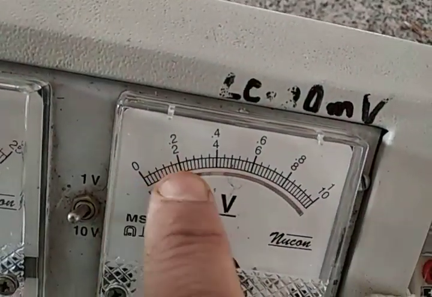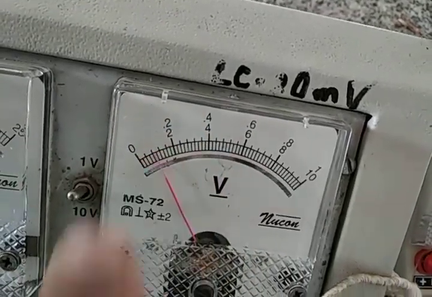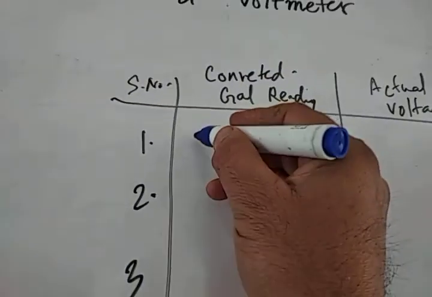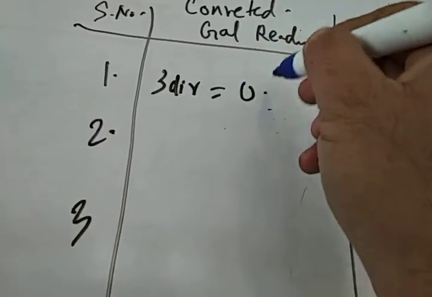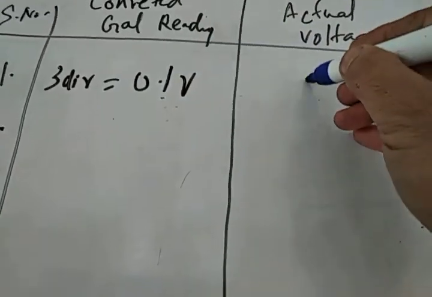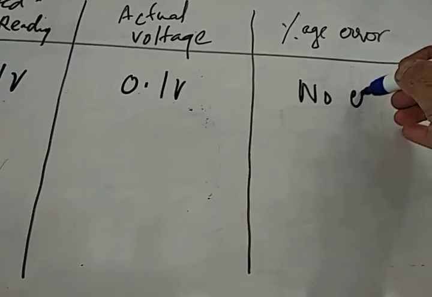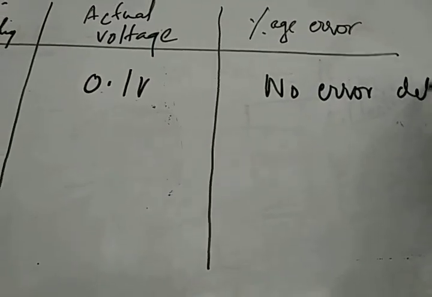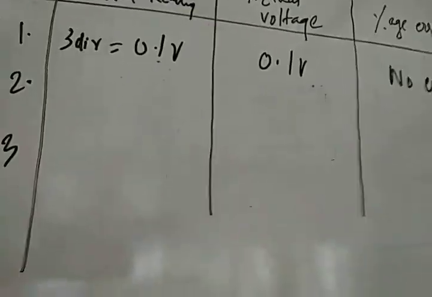In this case, this is at the center, this is 0, and this is 0.2 volts, so this is 0.1 volts. So what is this showing? 3 division deflection, and that 3 divisions corresponds to 0.1 volts. The actual voltmeter is also showing 0.1 volts, so no error detected. Very good. Let's take another reading.